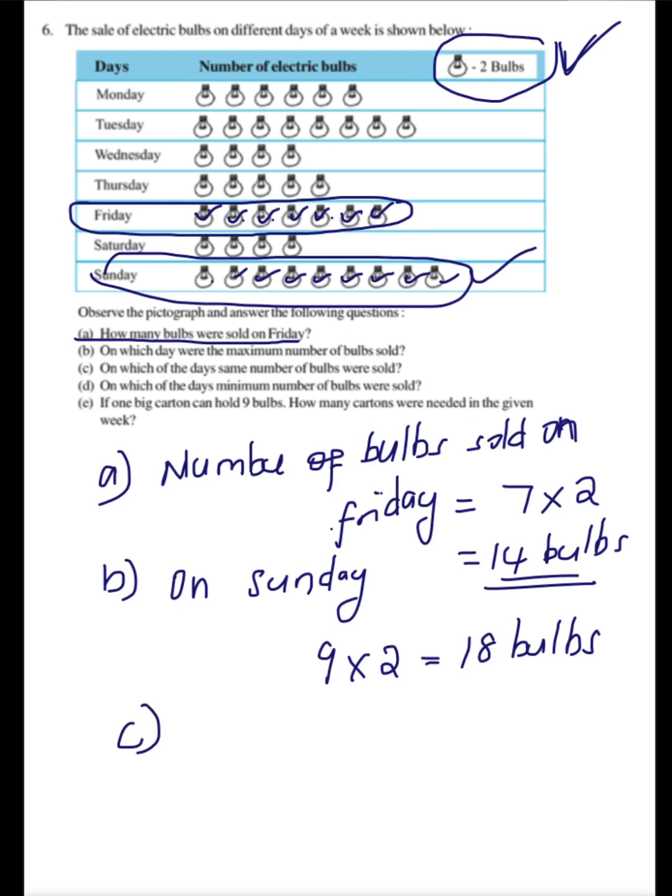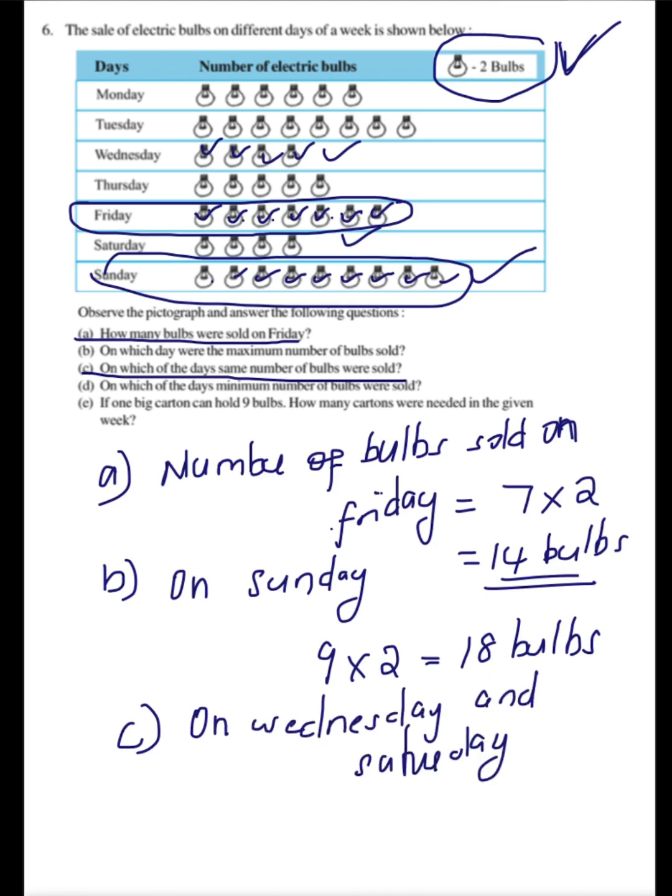Now C is: on which of the days was the same number of bulbs sold? You have to see on which days the same number of bulbs were sold. By observing this picture, you can see that on Wednesday and on Saturday 4 pictures are marked. So you can say on Wednesday and Saturday the same number of bulbs were sold. Now what is the number actually? Here you can see 4 pictures, which means 4 into 2 equal to 8 bulbs were sold on Wednesday and Saturday.